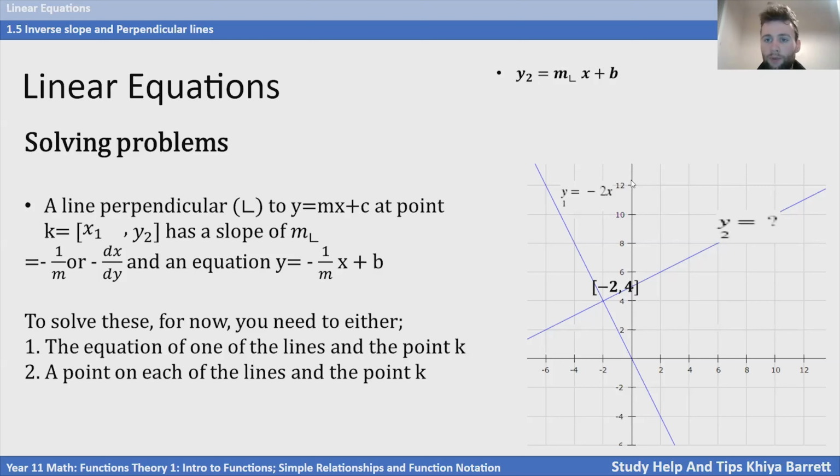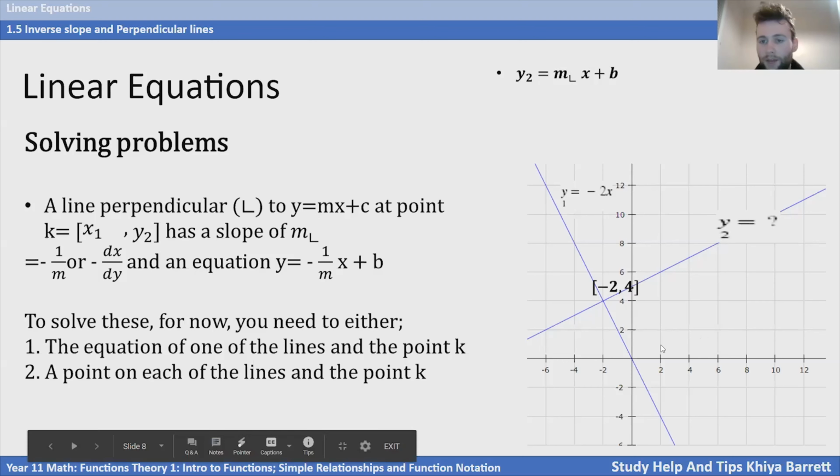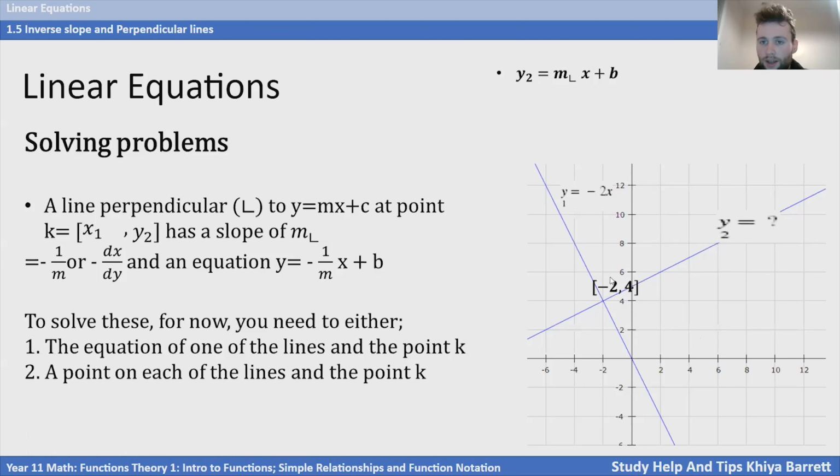So if we look at this question here, we have a point on this line and the equation for one of the lines. So that is the two things we need. All right. So we got y2 equals m perpendicular x plus b. And so that's going to equal -1 over m. And we can see here that m is -2 because y equals -2x. So then the gradient of y2 will be 1 over 2. So it's the inverse of this gradient. That is the easiest way to do it. It is the negative inverse of this gradient.